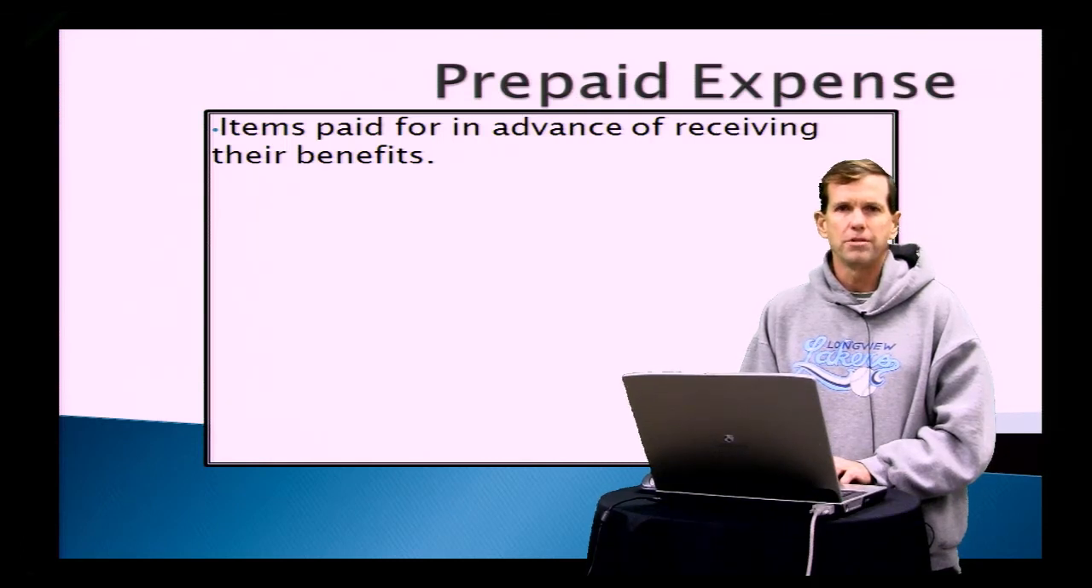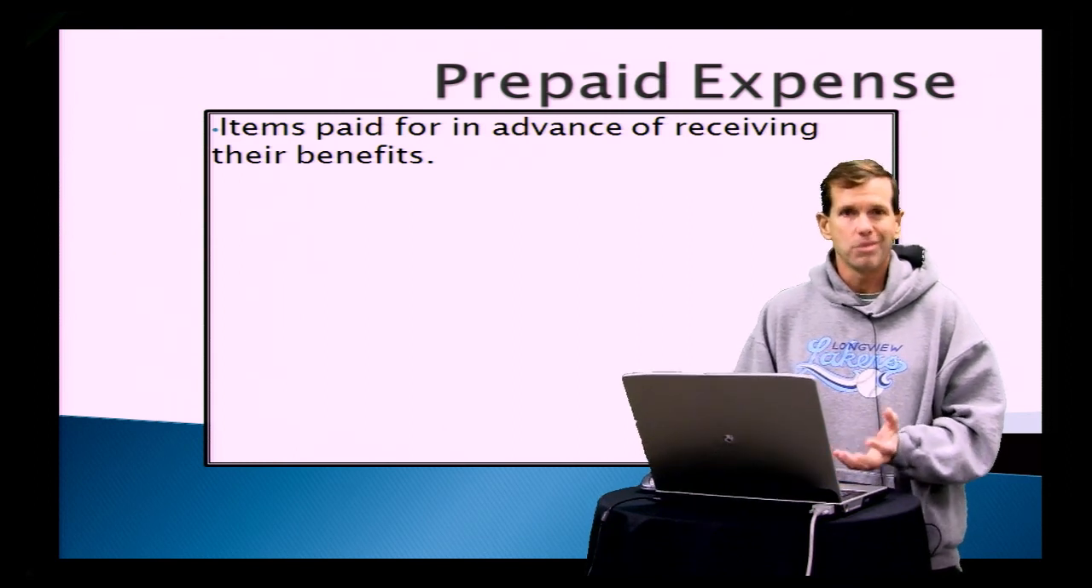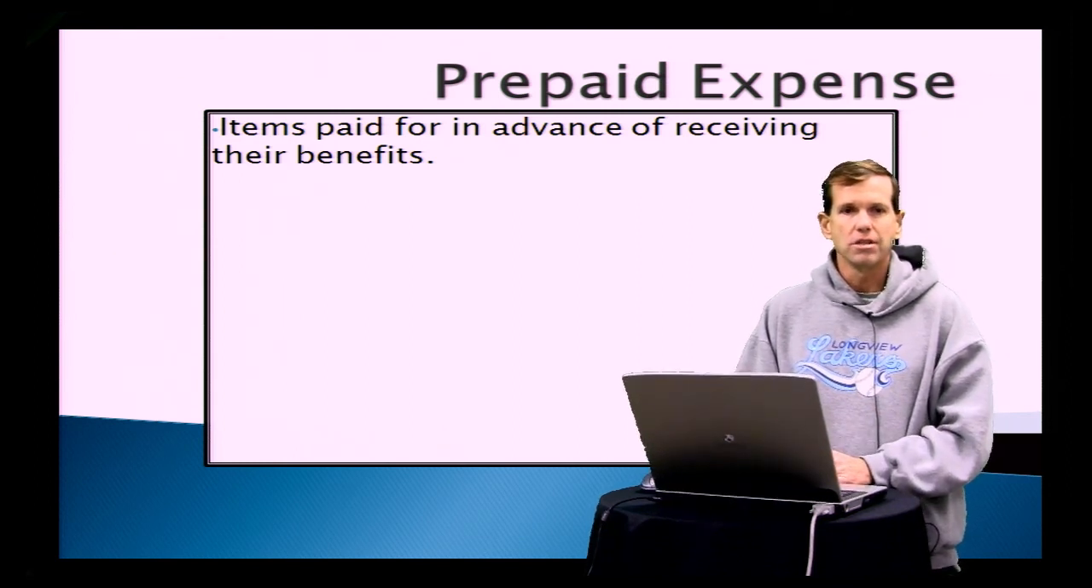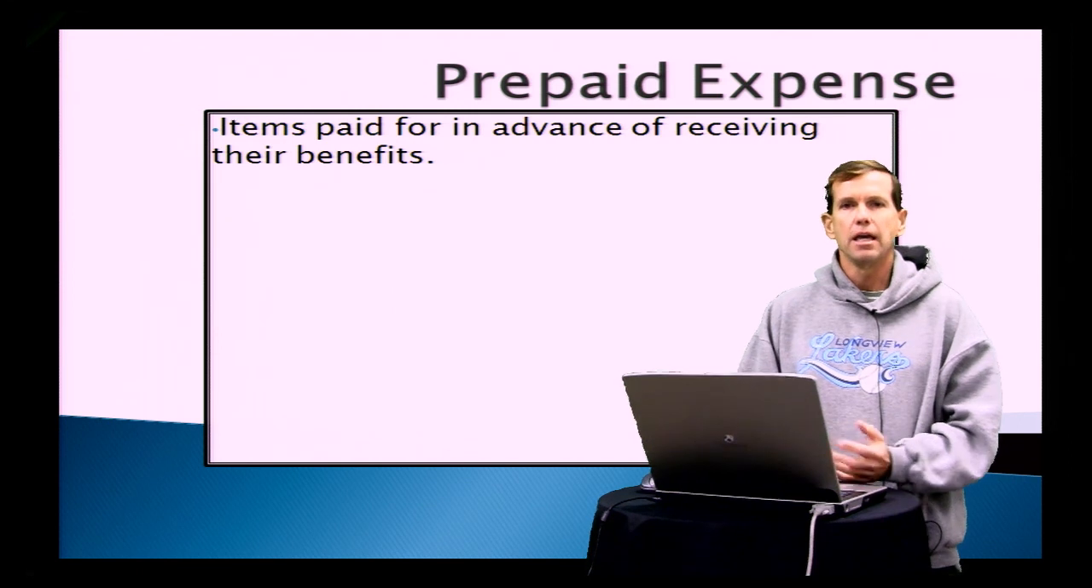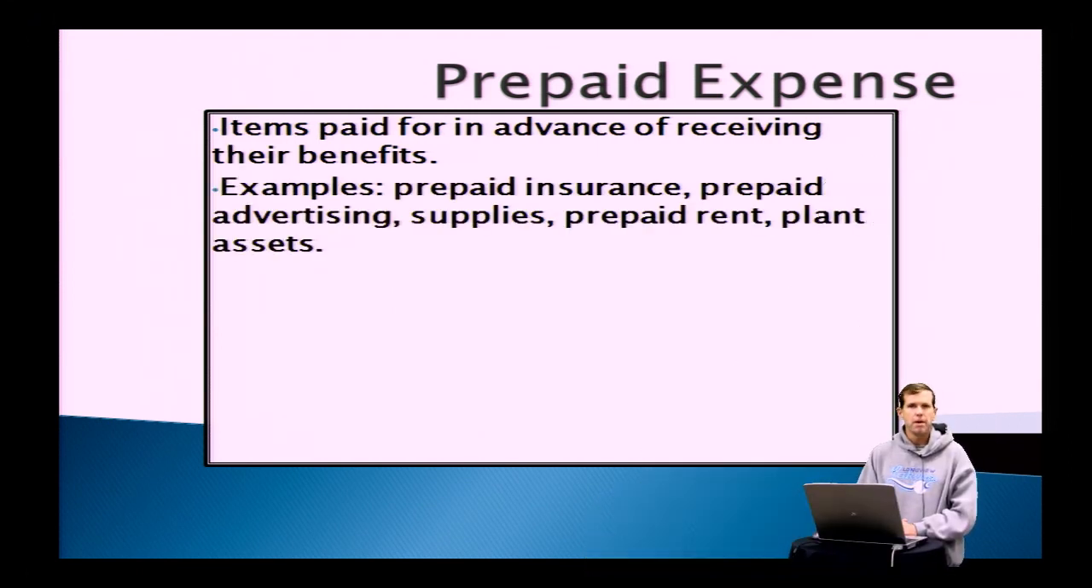Welcome to today's video, and today's video is prepaid expenses, one of the adjusting journal entries. And it doesn't matter what order you watch these in, but there are the four types of adjusting journal entries. A prepaid expense is exactly like the name says it is. As you can see by the definition up there, a prepaid expense is any item that the business has paid for in advance. Examples would be like prepaid insurance.